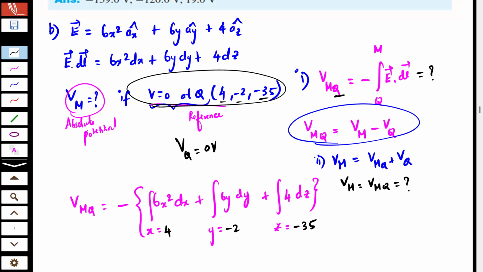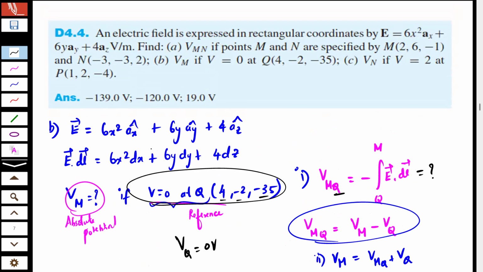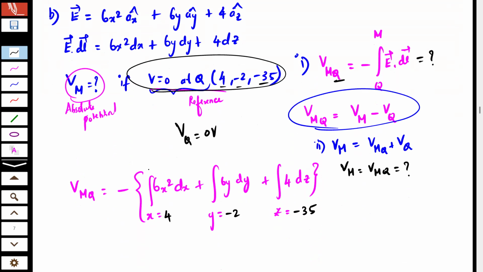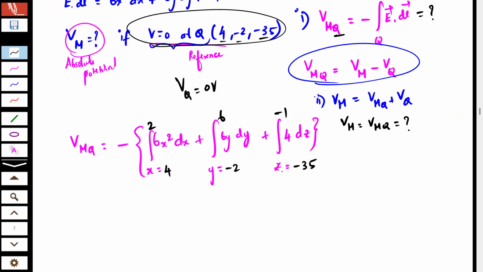And the final position corresponds to the point M. So for point M, the coordinates are 2, 6, -1. So you can check here 2, 6, -1. So I will write here 2, 6, -1. And now I leave this as your practice to complete.